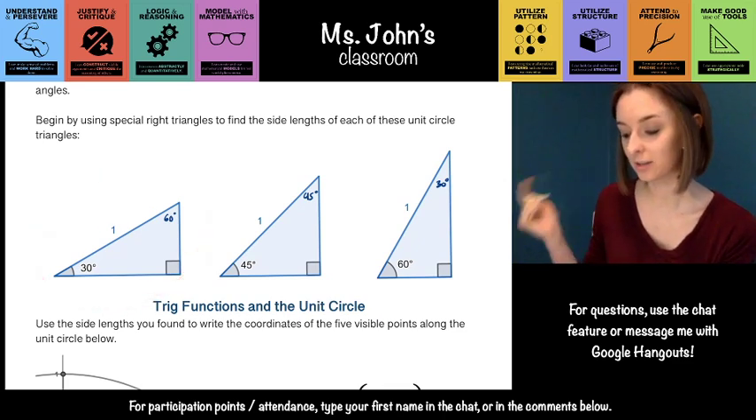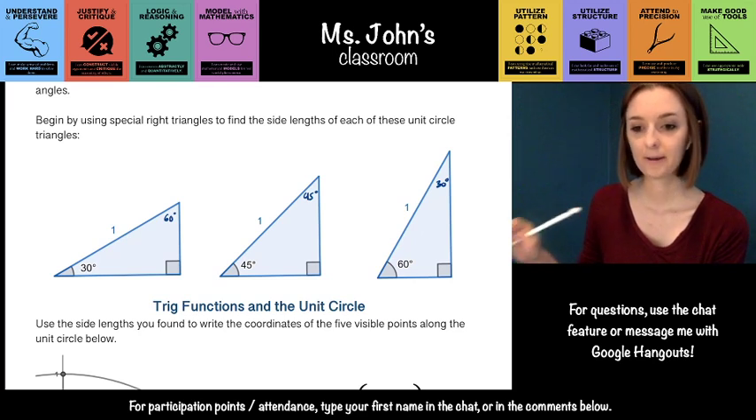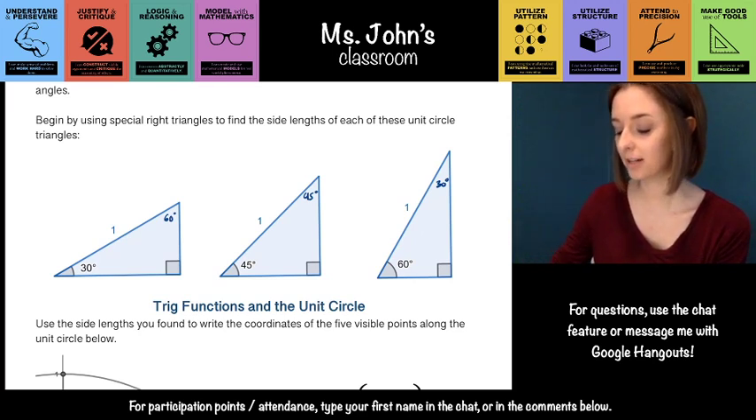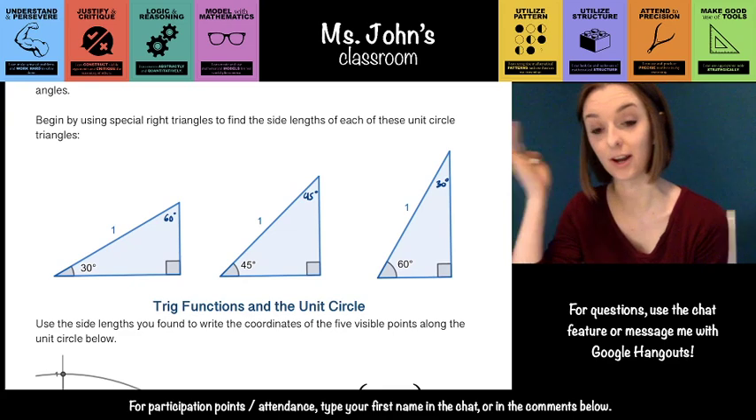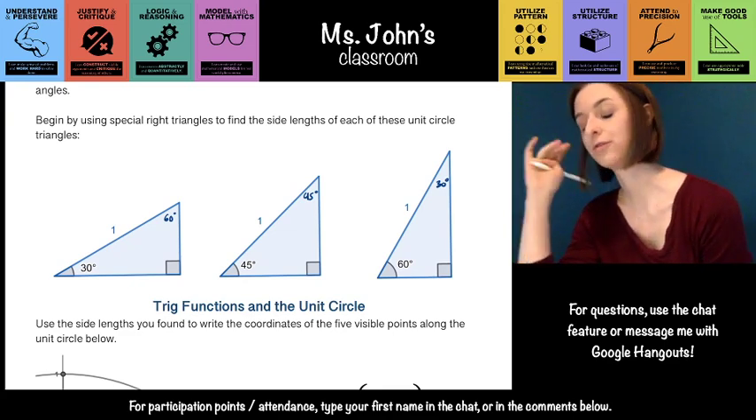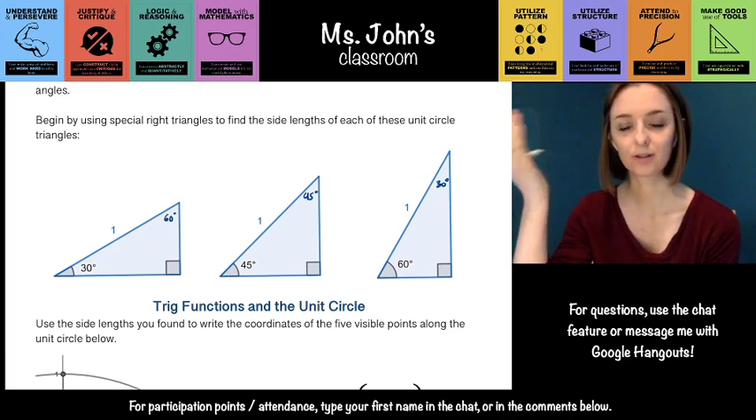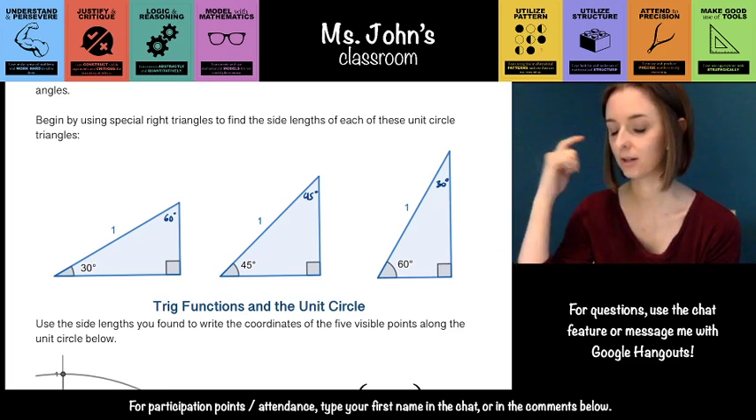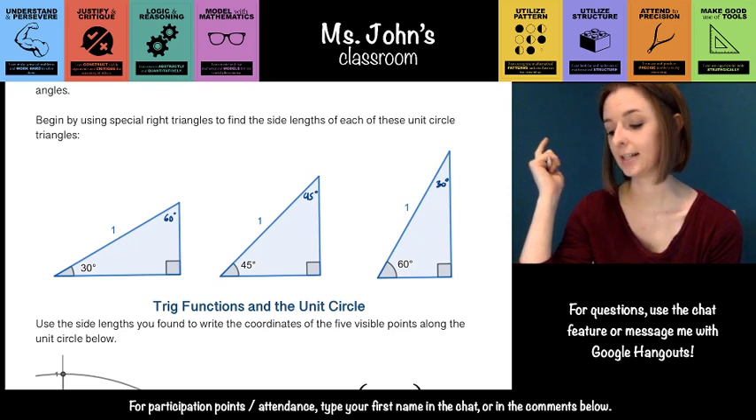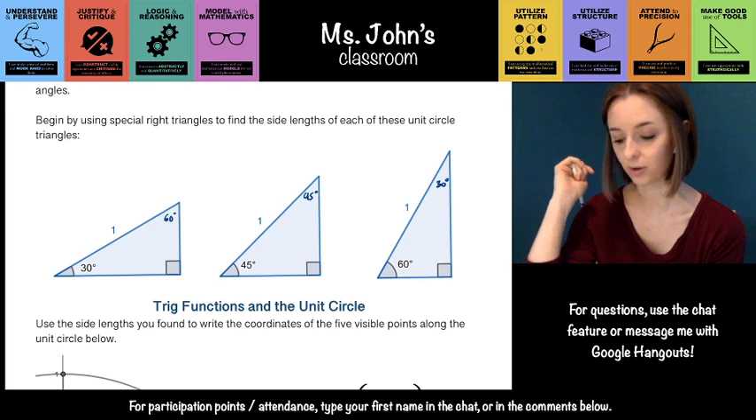So we're going to use, again, the special right triangles that we used before to figure out what the side lengths of these triangles are. Okay, so these triangles will fit into our unit circle because they have a hypotenuse of 1. So they're like those triangles we did on the first day of notes on this unit. But these are specifically special right triangles with the hypotenuse of 1.